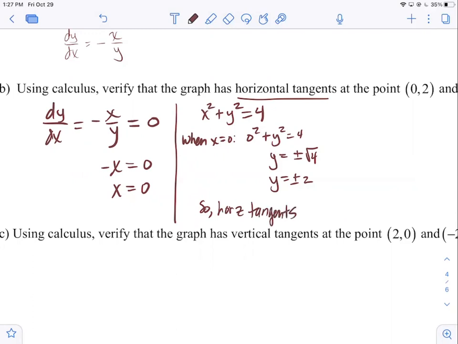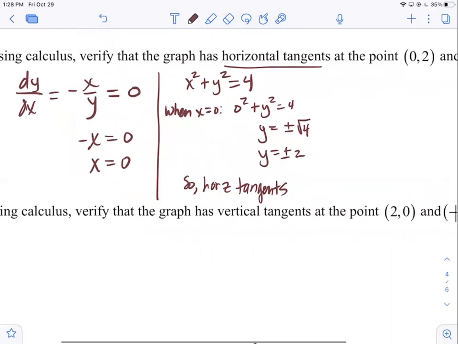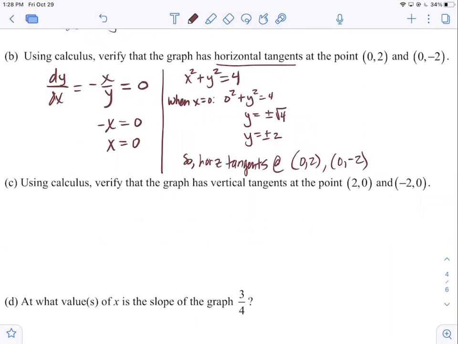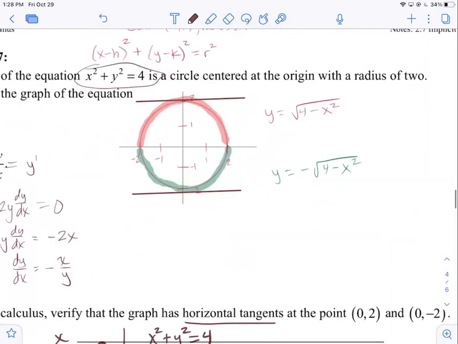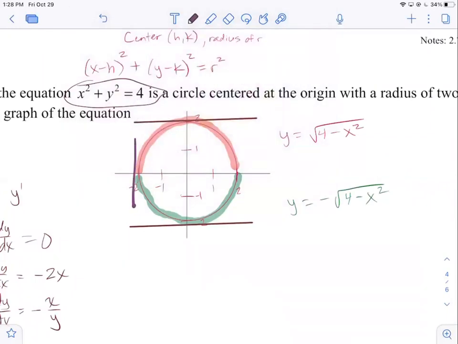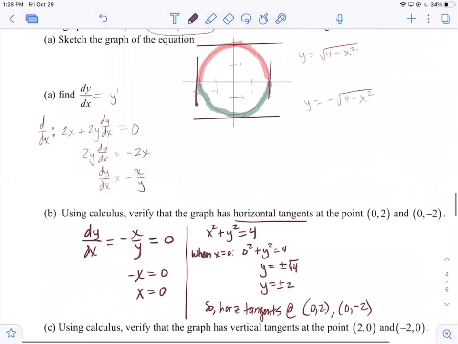The function doesn't have a name, right? Because it's not explicitly solved for y. So we have horizontal tangents at the points (0, 2) and (0, -2). Is that consistent with what we knew to be true before we started? Yeah, absolutely. All right, and then you would do the same thing similarly to verify where the vertical tangents are. If you look at the graph over here, you can see we have vertical tangents over here on the left and right side, which are at (2, 0) and (-2, 0).